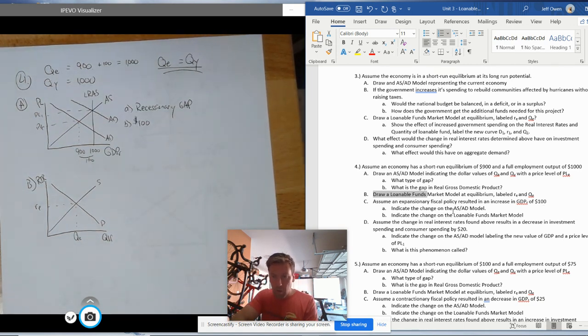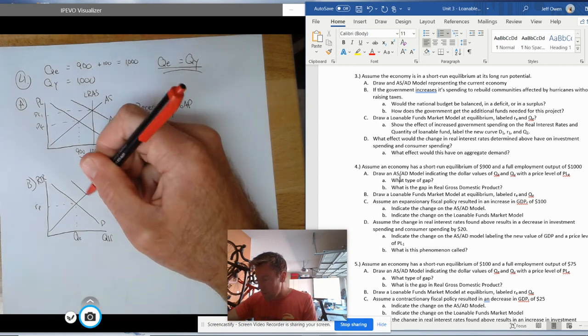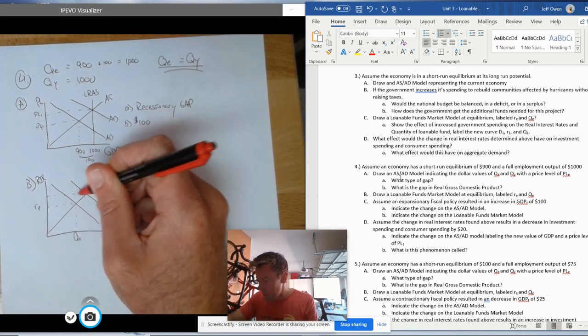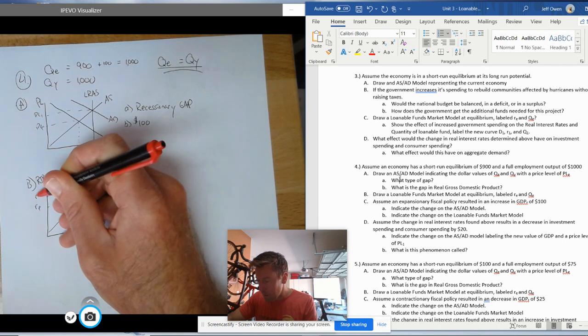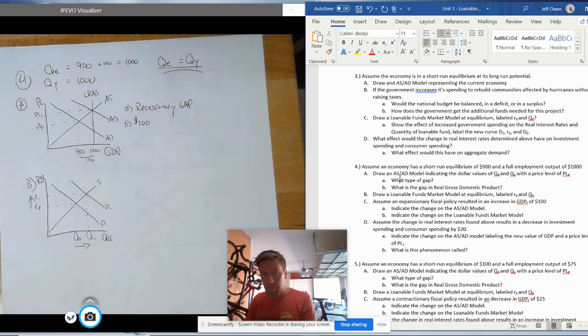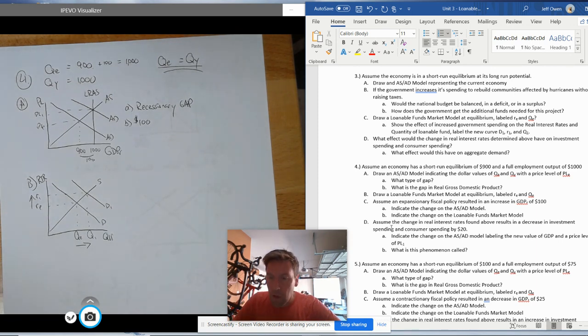Okay, so indicate the change on the loanable funds market. Well, every time it's an expansionary fiscal policy, the demand for loanable funds has to increase. Why? Because government's borrowing money. So D is going to increase. That leads us to a quantity 1 and a real interest rate 1. And we have gone up and up. Now, this is where it's going to get tricky. Assume the change in real interest rates found above results in a decrease in investment spending and consumer spending by $20. Whoa, bummer.